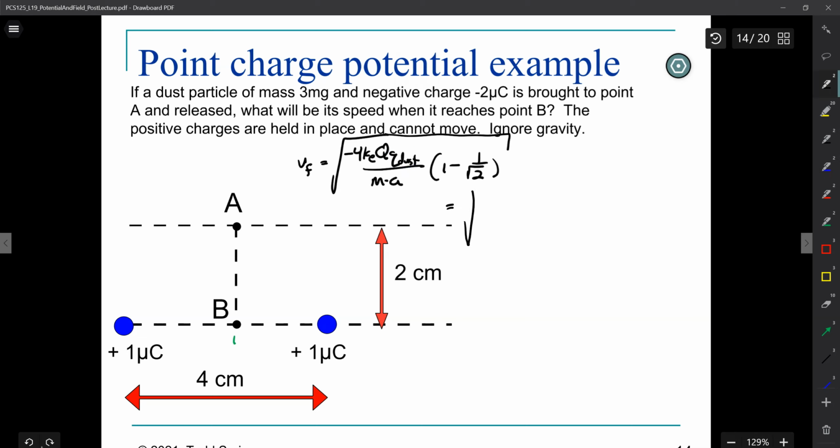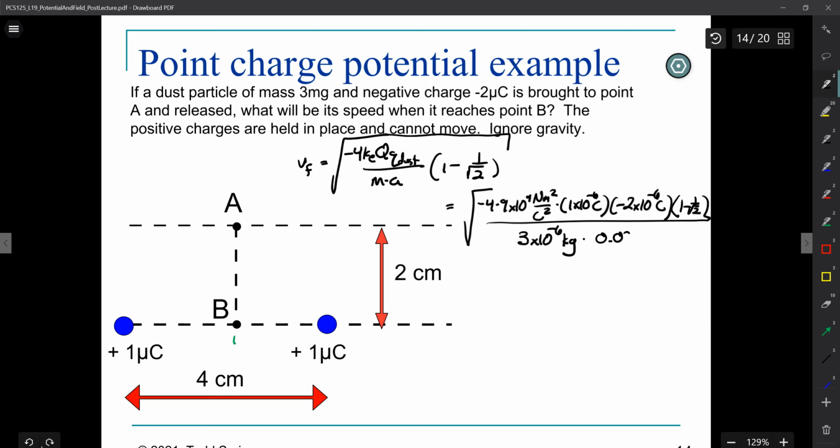So what do we have? If I plug in the numbers here, I'm going to have minus 4, Coulomb's constant, 9 times 10 to the 9, Newton meters squared per Coulomb squared. The charge Q is 1 microcoulomb, so that's 1 times 10 to the minus 6 coulombs. The charge of the Q dust is minus 2 times 10 to the minus 6 coulombs. So you can see that minus is going to cancel the other minus. Then I've got 1 minus 1 over root 2 here. Divide by m, 3 milligrams. That's 3 times 10 to the minus 6 kilograms. Times A, which is 2 centimeters, so 0.02 meters.